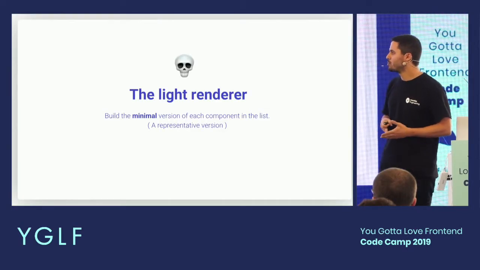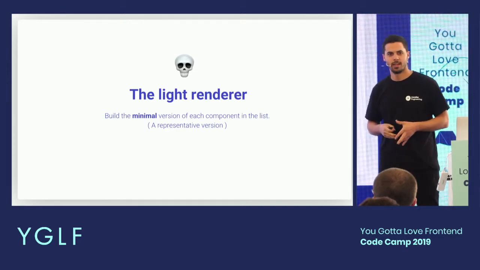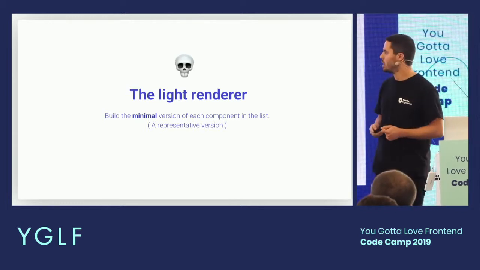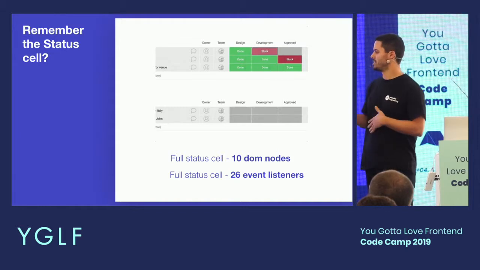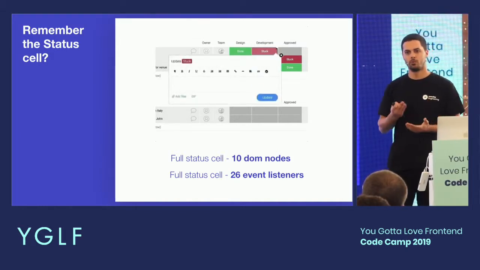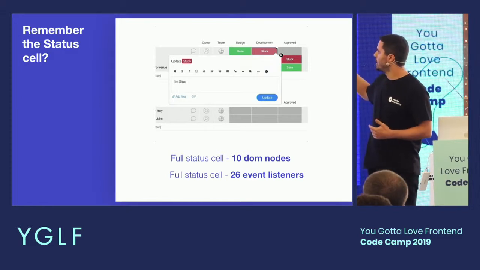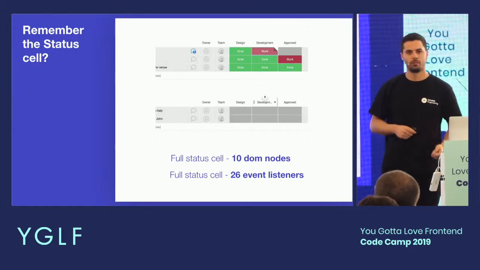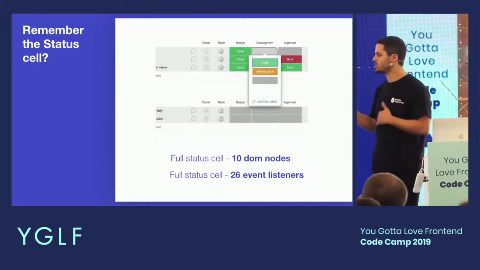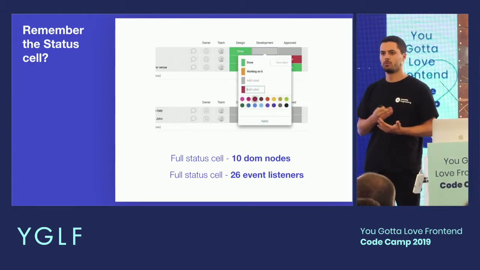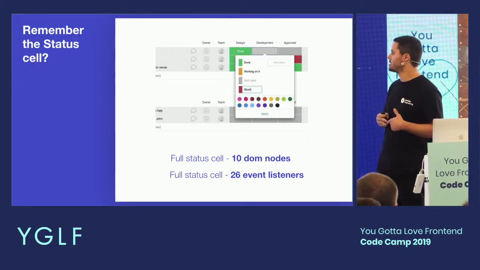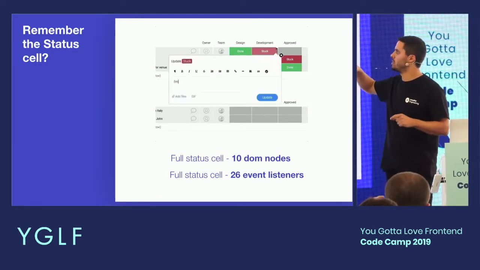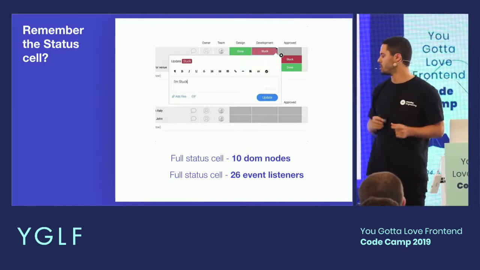So what we did was the light render, okay? The idea is to build a minimal version of the component for each component in the list. Only the representative version. While we scroll, we don't need the entire functionality of each cell. For instance, this is the status cell we saw before. You can click it, you can add a note, you can hover it and change the colors and everything. But while we scroll, we don't need any of this functionality. So what we want to do is build a minimal version where we can only see the cell and its content.